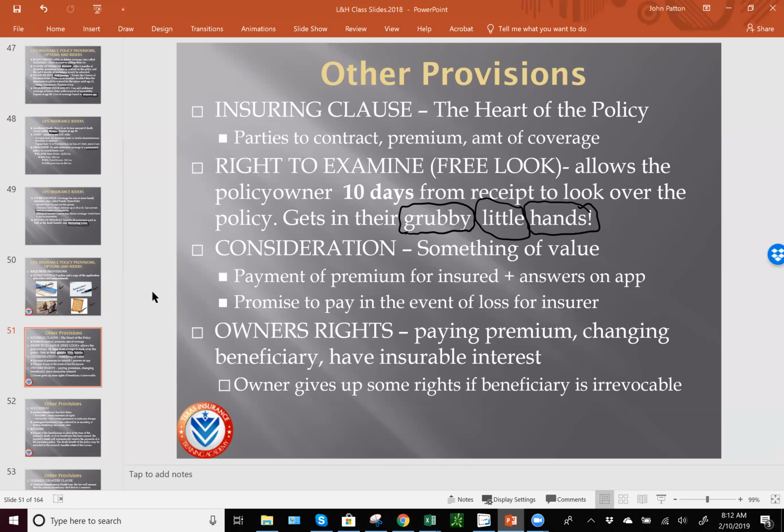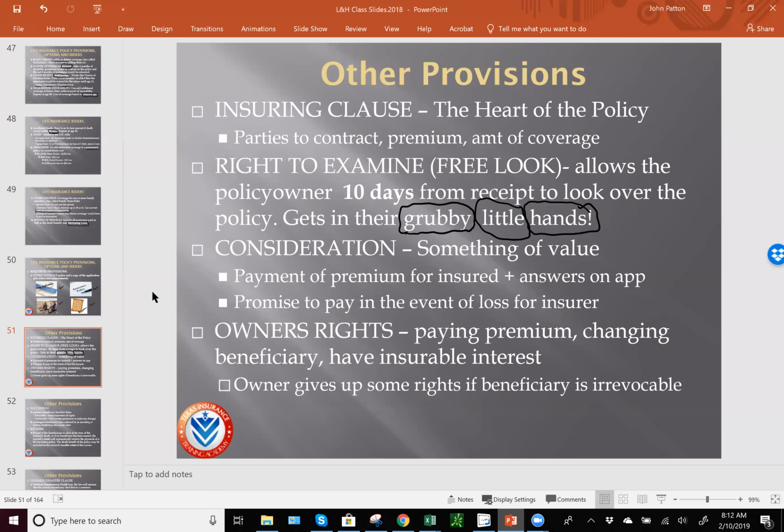Next provision is the consideration provision. We learned earlier the word consideration means something of value each party promises to the other. For the insured, their consideration would be the answers on the application plus their payment of premium. For the insurer, their consideration would be promising to pay in the event of loss. So consideration, something of value.